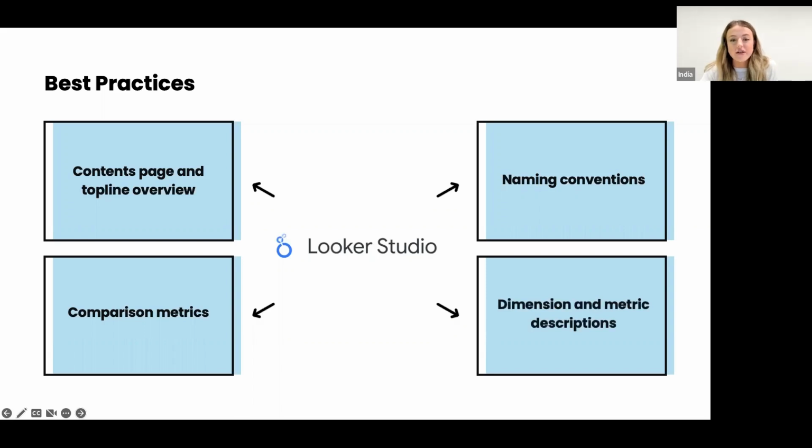Finally is dimension and metric descriptions. So often people using your report might not be in the granular detail as much as you are, and they might not know what certain things mean. So it's really important to outline definitions for them. You could do this via a glossary page at the back of your report, or you could use tooltips, which I'll cover in a bit more detail in a minute. But you can basically hover over them and they'll give you the description of that metric or dimension.